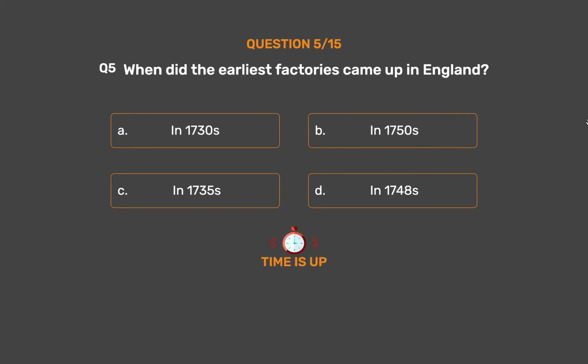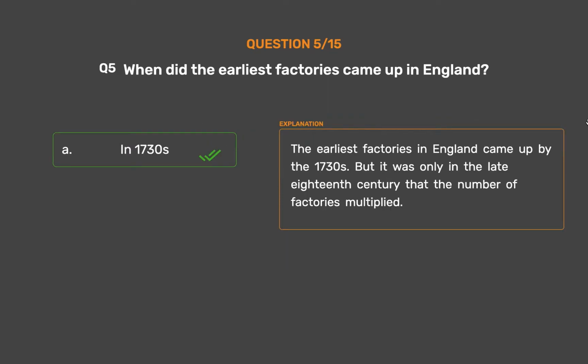The correct answer is Option A. In 1730s. The earliest factories in England came up by the 1730s. But it was only in the late 18th century that the number of factories multiplied.